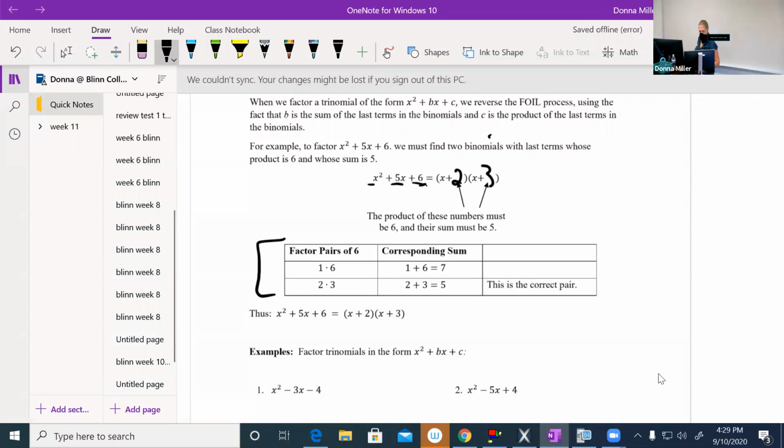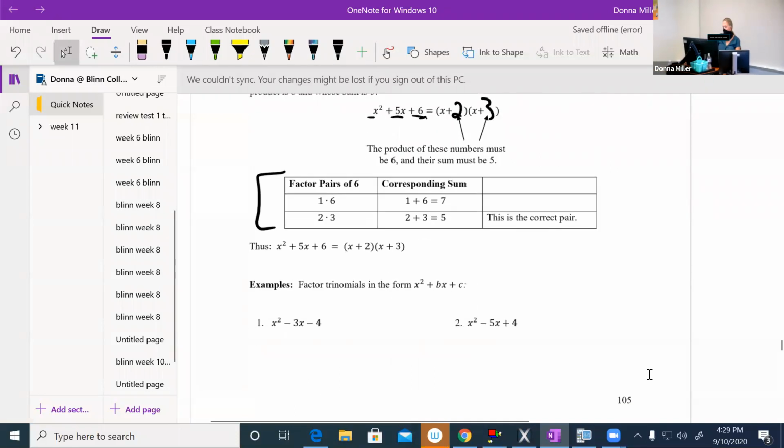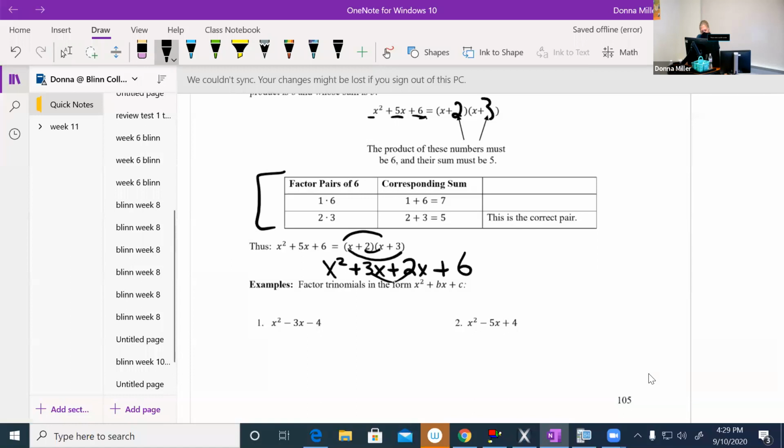All right, good? And you can always check these by FOILing them, right? Once I factor them, I FOIL them just to check this one. So if I look at this, first is x squared, outside 3x, inside 2x, and last is 6. And you can combine these, and you're going to end up back with what you started. If you don't end up with what you started, you factored it wrong. Okay? All right.